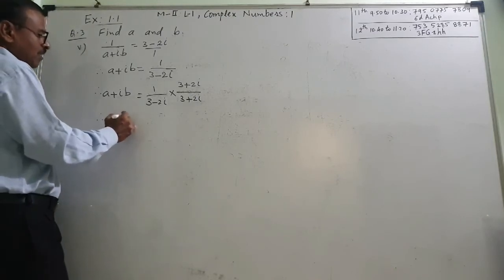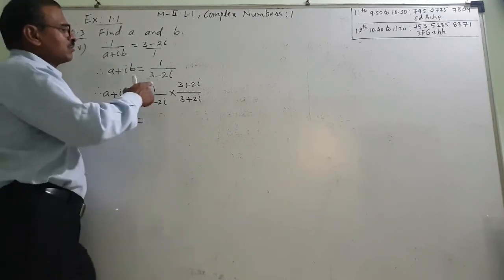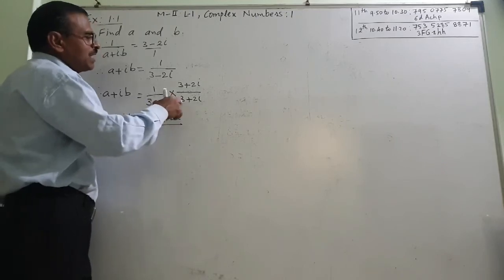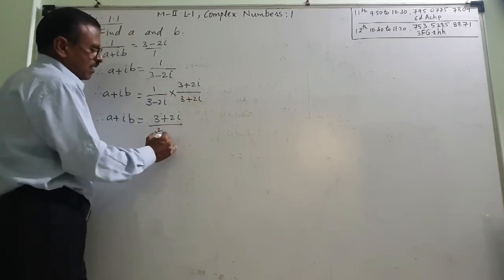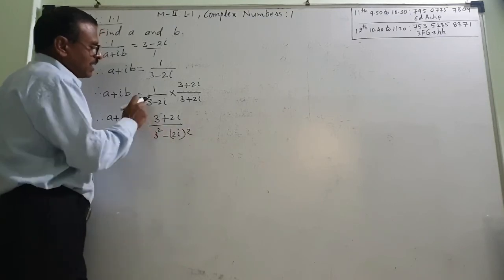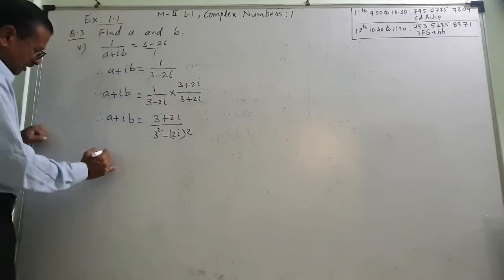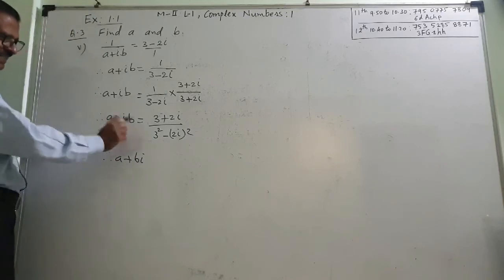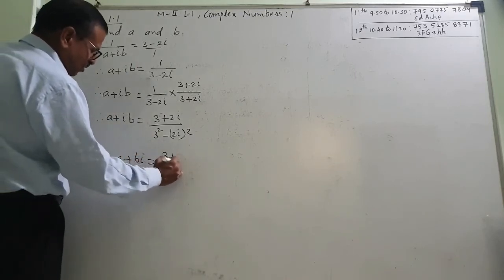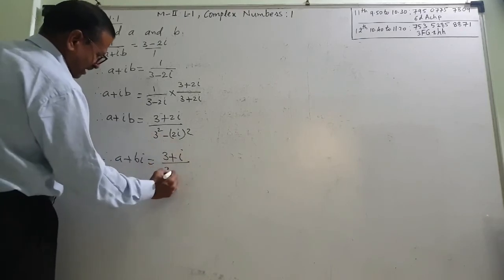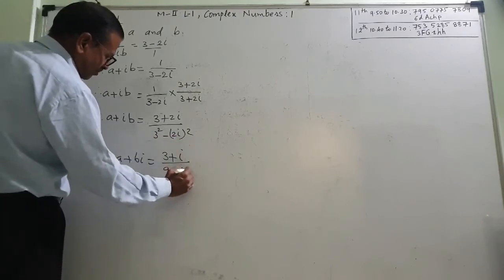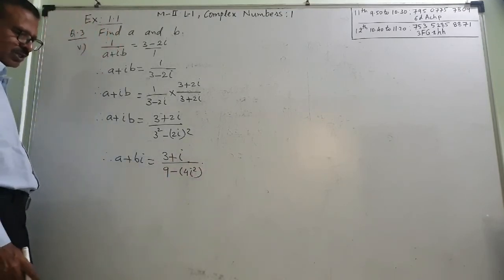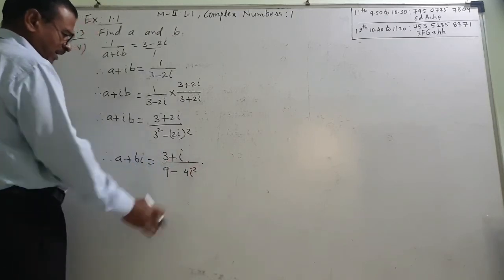Therefore, a plus ib is equal to, this into this will be 3 plus 2i. This is (a minus b)(a plus b), a square minus b square, so minus 2i square, a square minus b square. Therefore, a plus, for my convenience, I will write bi. Just change the sequence. That is equal to 3 plus 2i upon 3 square is 9 minus this square will be 4i square. Hope that you have understood. No need to put the bracket.